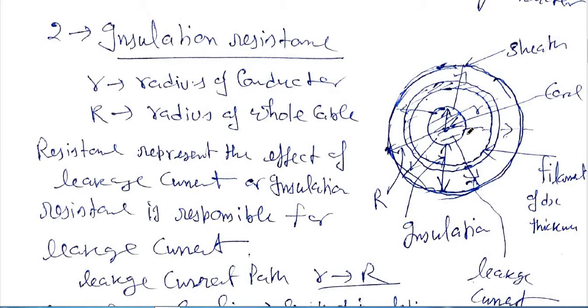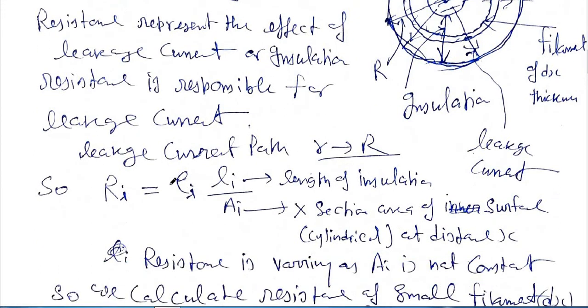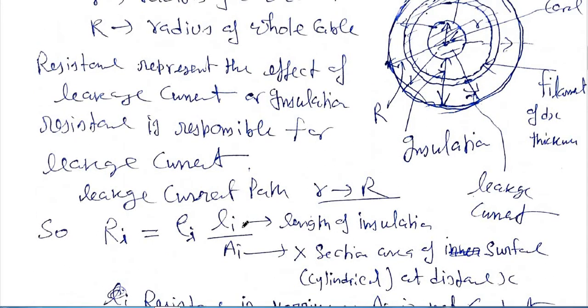It has the radius capital R. So we will use the same formula: R insulation is equal to rho I Li upon Ai. All these things are different from those of the core. Here rho I is the resistivity of the insulation. Li is the length of the insulation from here to here only, this length.